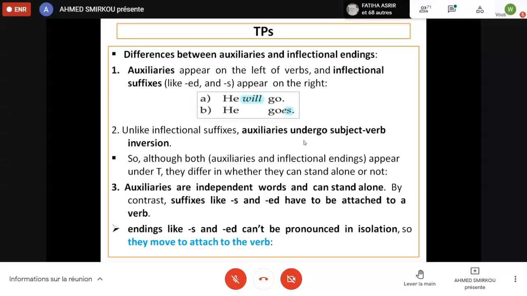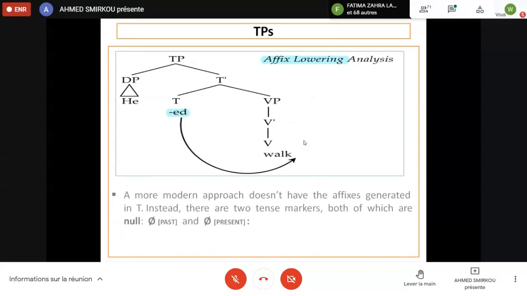So first, both auxiliaries and inflection endings are generated under T. The only difference is that with inflection endings, you have to move the inflection, okay, to the verb. For example, if you have "I will go," there is no movement, will should remain under T. But if you have "she speaks three languages," so under the verb you write speak and S is under T. Then you move S to the verb.